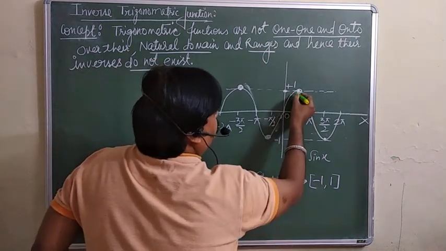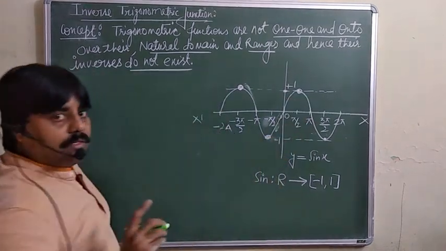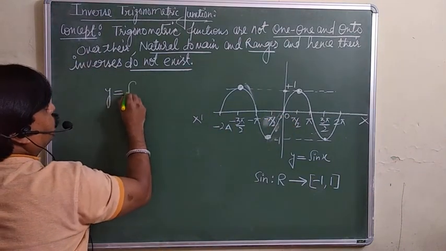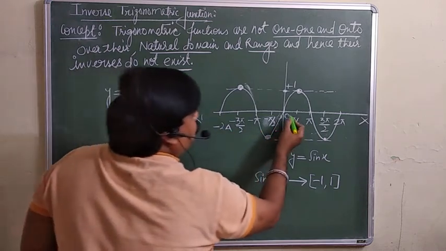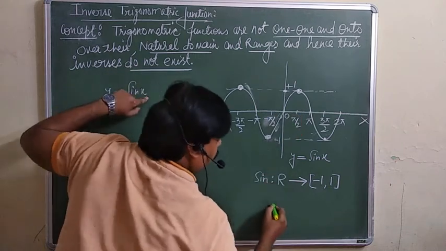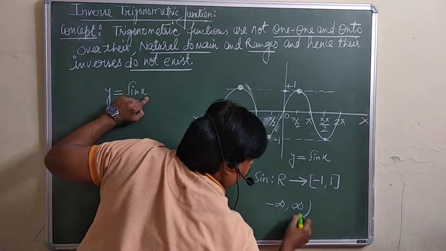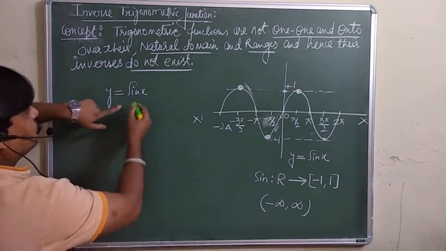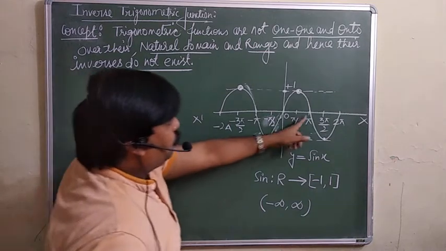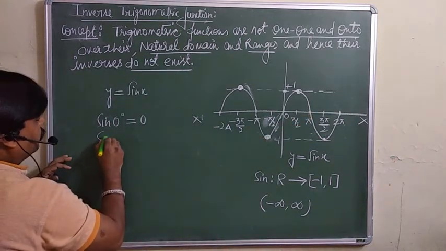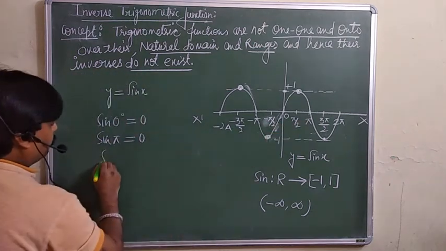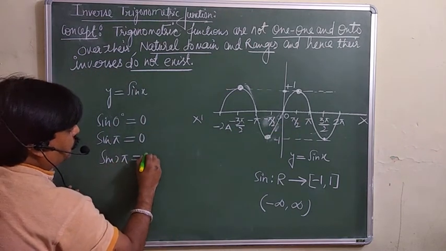See, first of all we will try to understand whether this function is one-one and onto or not. If y is equal to sin x is your function, suppose you put the value 0, because it may be minus infinity to plus infinity, any value you can put there. So sin 0 is 0. If you put sin pi, that is also equal to 0. Sin 2 pi is also equal to 0.